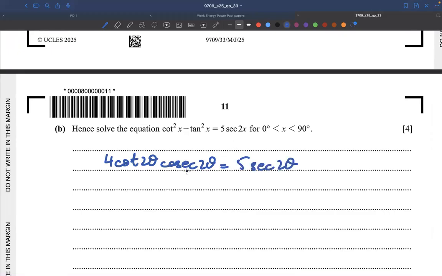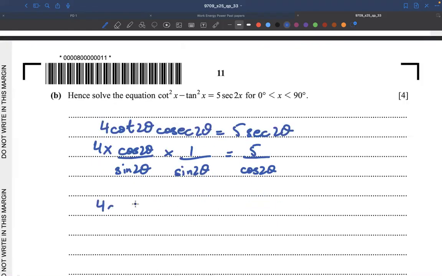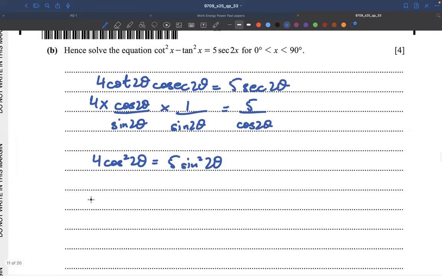Now, as you have to solve it, you have to bring it in the form of either sine or cos. So cot can be written as cos 2 theta upon sine 2 theta. Cosec can be written as 1 upon sine 2 theta. And sec can be written as 1 upon cos 2 theta. Cross multiplying both sides, that will become 4 cos squared 2 theta equals 5 sine squared of 2 theta. Now sine squared upon cos squared will become tan squared, so you can write 4 upon 5 is equal to tan squared of 2 theta.